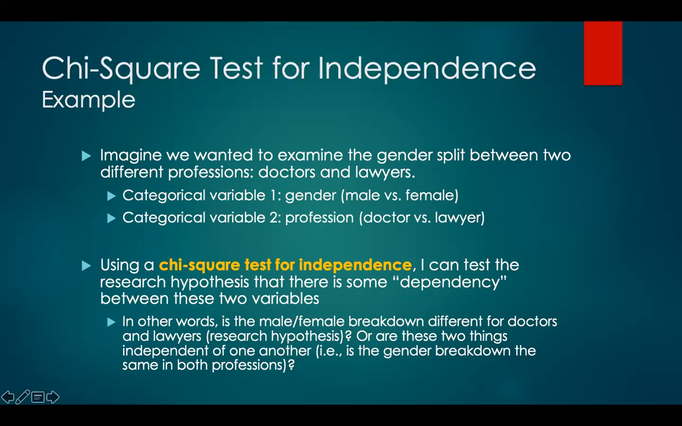So imagine we wanted to examine the gender split between two different professions, doctors and lawyers. So categorical variable 1 is gender, male versus female. Categorical variable 2 is profession, doctor versus lawyer. And using a chi-square test for independence, I can test the research hypothesis that there is some dependency between these two variables. In other words, is the male-female breakdown different for doctors and lawyers? That's our research hypothesis. Or are these two things independent of one another? In other words, is the gender breakdown the same in both professions?